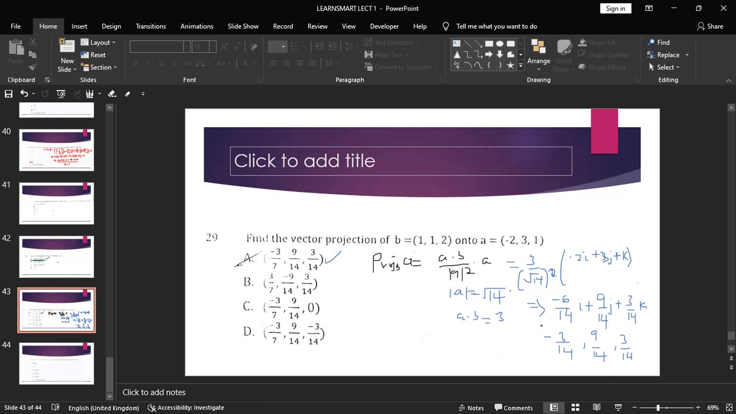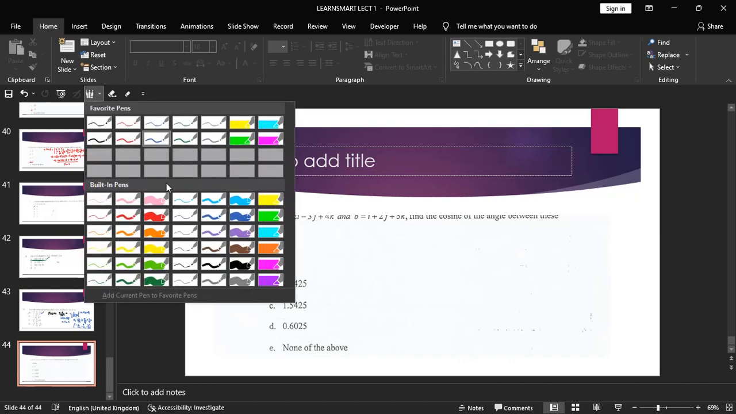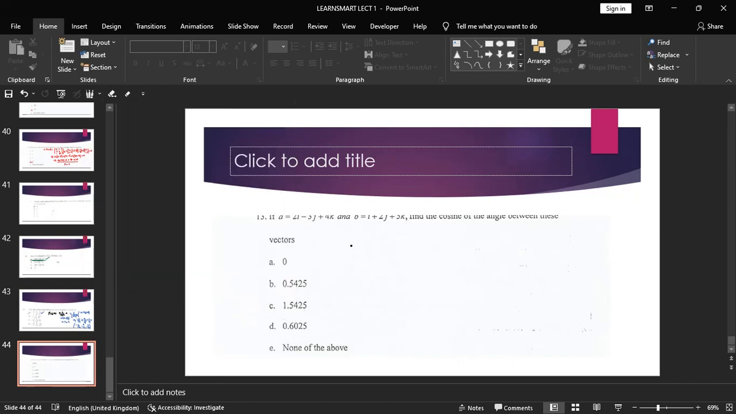Right. So let's take our final question. We have to find the cosine of the angle between these vectors. So we have to find the cosine, the cosine of the angle between the two vectors. So from here you can notice that we have two vectors, A and B, and then we have to find out the cosine. So from here you know that cos theta has to be equal to what?